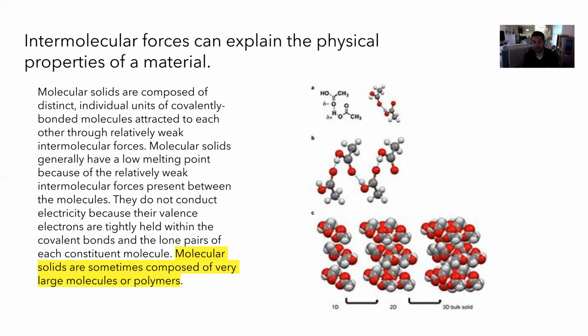All right, and they can be composed of very large molecules or polymers. All right, all of our organic compounds, all right, if they are solid, they are molecular solids. All right, so we're thinking about our sugars. We're thinking about solid organic acids, right? Like benzoic acid, right? We've used that in lab. So we can get molecular solids with these much larger molecules, the polymers, all right? So just something we've seen before.